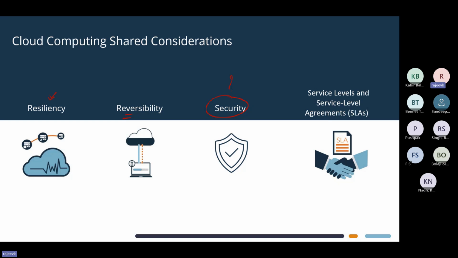Because with security, you can't say that the provider is going to manage everything for you. Security is also a shared consideration, where some of the security is managed by the provider and some of it is managed by you. So the point is, are you aware of what your responsibility is and what the provider's responsibility is, and accordingly you have to do the configuration. I hope that answers your question.